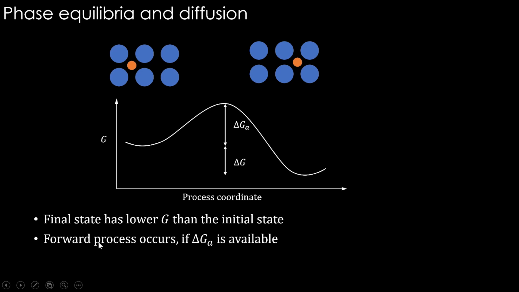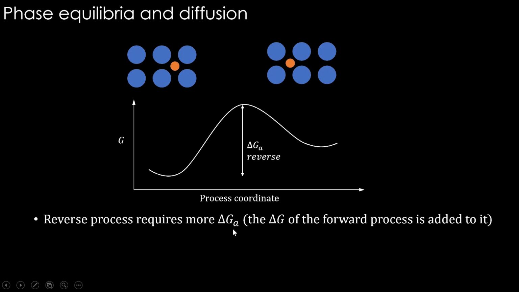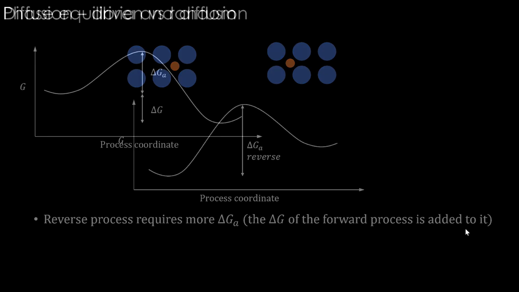The forward process occurs if delta Ga is available from here to here. But for the reverse, let me put it in this manner. The atom is here, and if it has to go back to this location, this is the final state now, we get a very high delta Ga for the reverse process. So the reverse process requires more delta Ga because the delta G, the driving force of the forward process, is added to it.